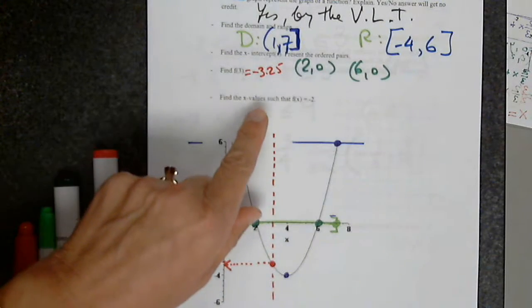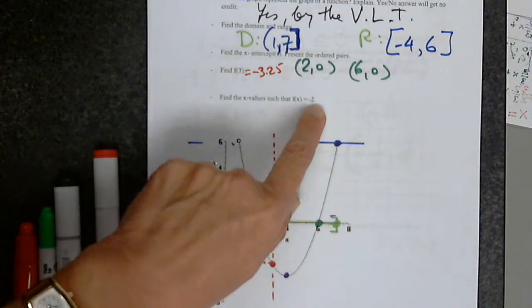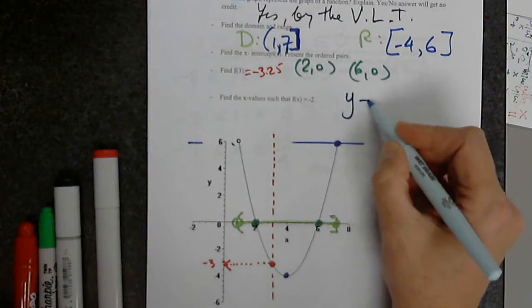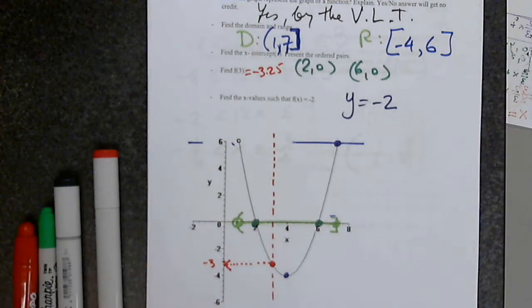Okay. Find the x value such that f of x is negative 2. What is given now in this question? So y is given indeed. Y equals negative 2. Yes, any questions?